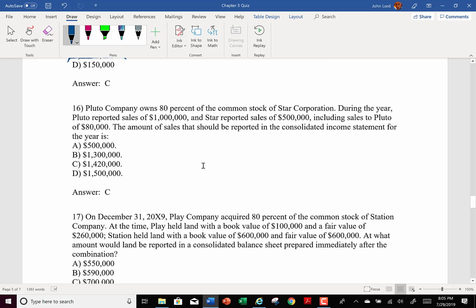How much sales should be reported? Oh, different. Okay, so that's it for that set of facts. Sales are $1 million for Pluto, and Star is 500,000.